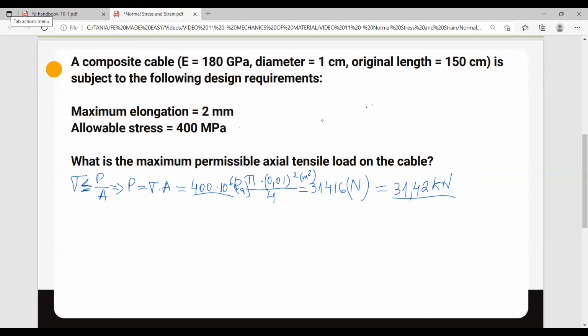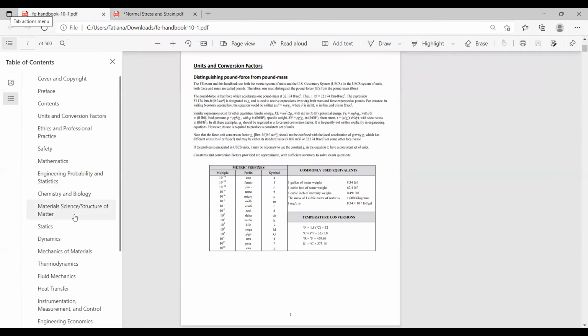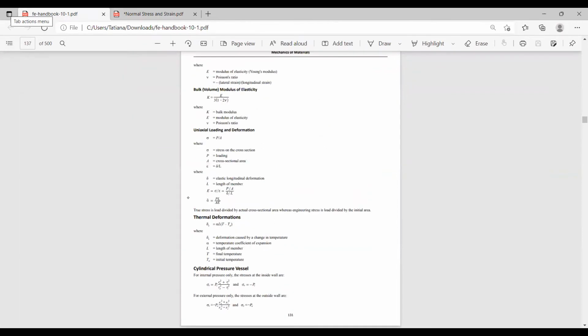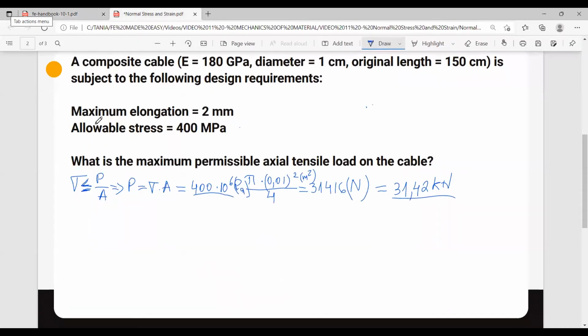Now let's go ahead and work on the second condition, maximum elongation. Our formula is, go to mechanics of materials, and this is the formula we are going to use. Elongation, or elastic longitudinal deformation, equals PL over AE. Okay, let's apply this condition, equals PL over AE. This results in P equal to deformation times A times E over L.